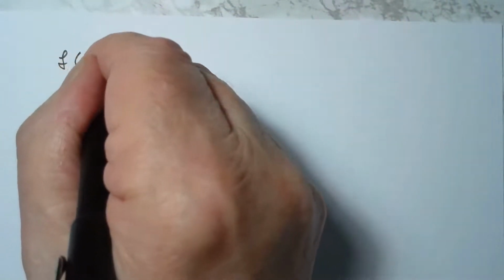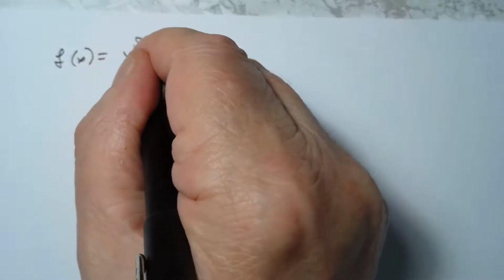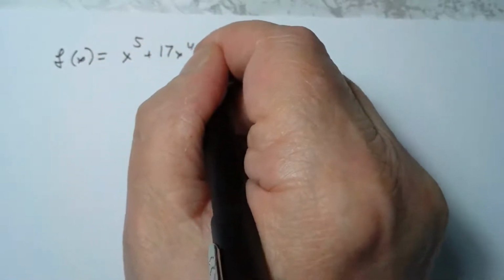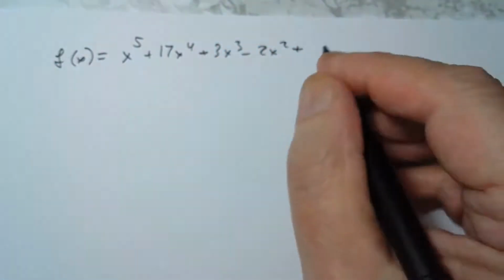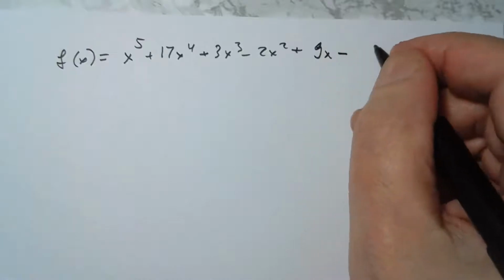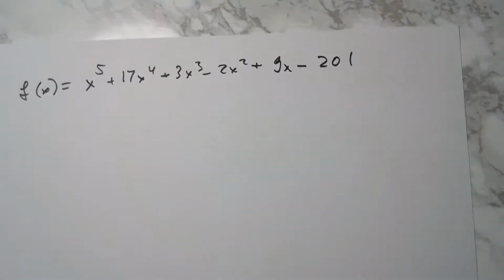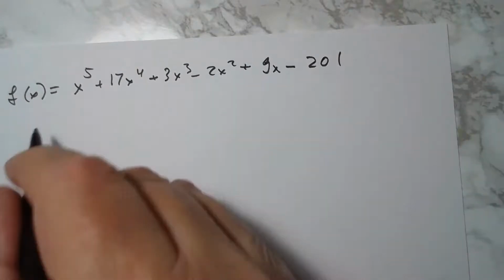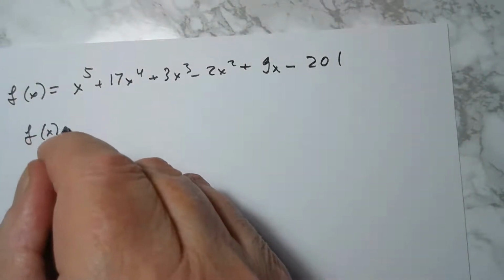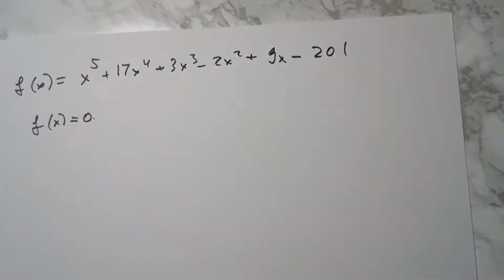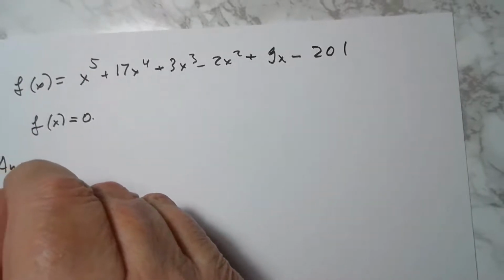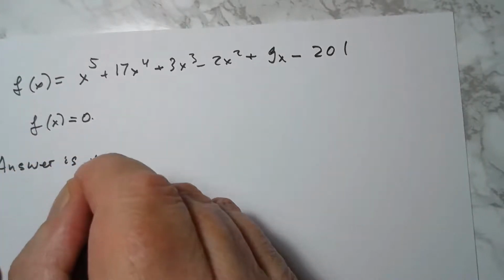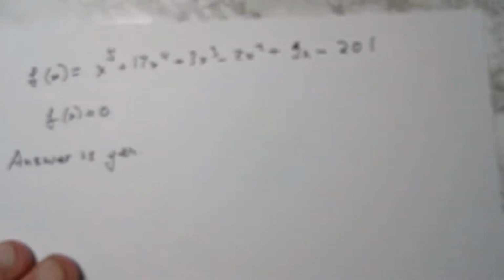So let me give you an equation. f of x equals, I don't know, x to the power of 5 plus 17 x to the power of 4 plus 3x cubed minus 2x squared plus 9x minus 201. And I'll ask, does this equation have a real solution? Does f of x equals 0 have a real solution? Now, what I claim is that the answer is yes.